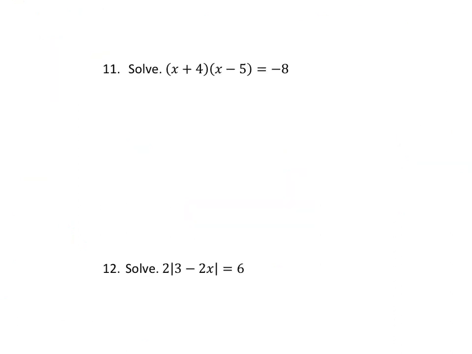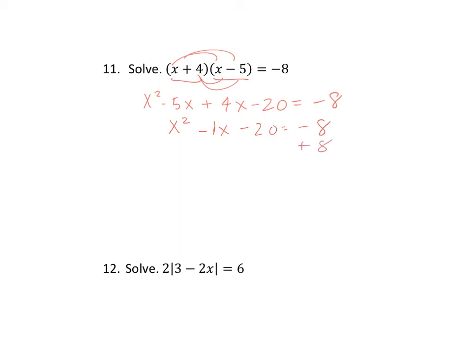Okay, skipping over to number 11, you see just some single x's, so it looks kind of like a linear equation, but it's multiplied times this other, so we have 2 binomials that are multiplied. We should distribute to see what we really have. So we have x squared minus 5x plus 4x minus 20 equals negative 8. So we have x squared minus 1x minus 20 equals negative 8. So you can see it's a quadratic. I want to make it equal to 0, so I'm going to move the 8 over. So I have x squared minus x minus 12 equal to 0.